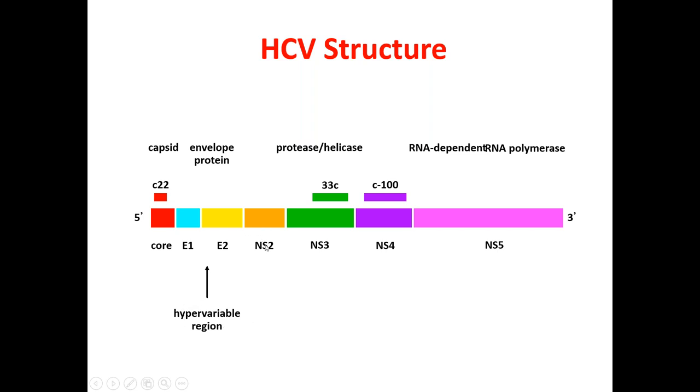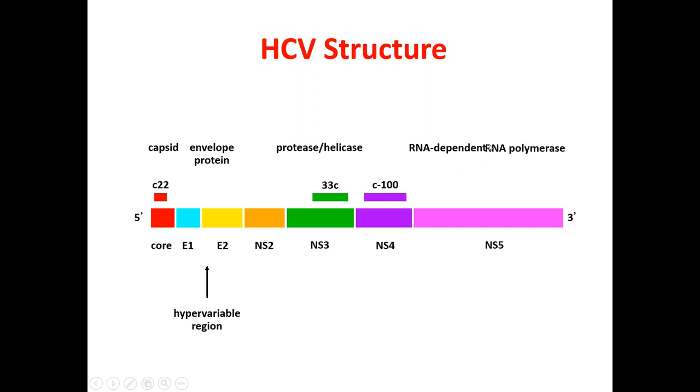The non-structural regions NS2, NS3 and NS4 are collectively called the protease and helicase region, because this region produces the enzymes protease and helicase. The function of the protease enzyme from hepatitis C virus is that it splits the single polyprotein into multiple proteins needed for virus replication. And the function of the helicase is that it unwinds the HCV RNA and helps to translate it. The largest region of this virus is the NS5 region, which produces the RNA-dependent RNA polymerase, which helps to replicate the virus.